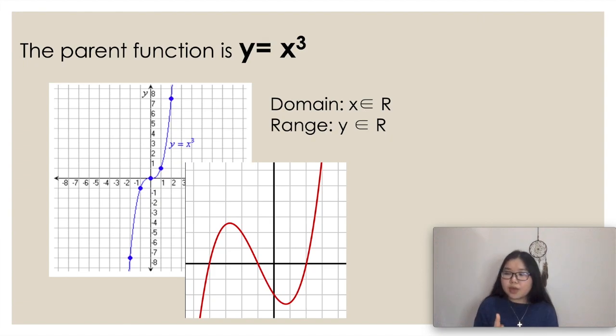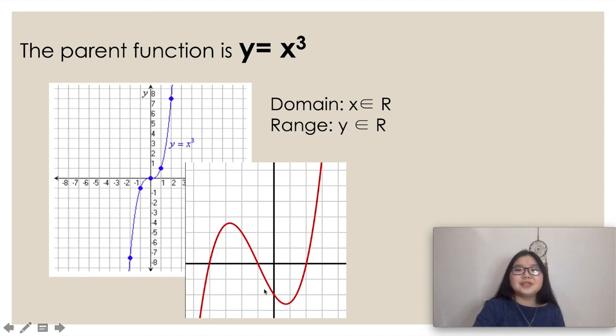So why? When you square any number, whether it's positive or negative, it becomes positive. But if you cube a positive number, it will become a positive value. But if you cube a negative number, it will become a negative value. So whatever you cube, it still has the same position, the same direction. If it's negative, it's still negative. If it's positive, it's still positive.